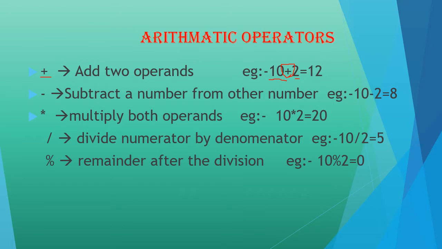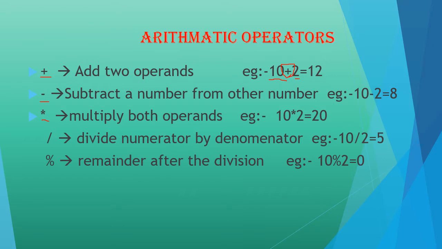Okay, next one is subtraction, which means subtracting a number from another number. The example I have already written there is 10 minus 2. 10 minus 2 means we will get the answer 8. So here also we have 2 operands and an operator. Next we have multiplication, the star operator, which multiplies both the operands. So 10 into 2 equals 20.